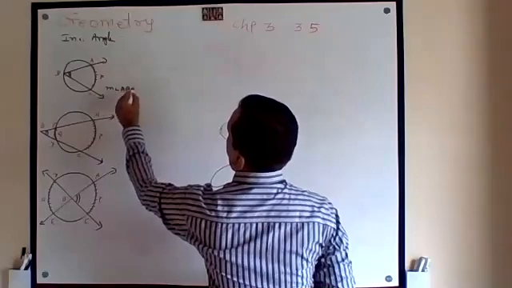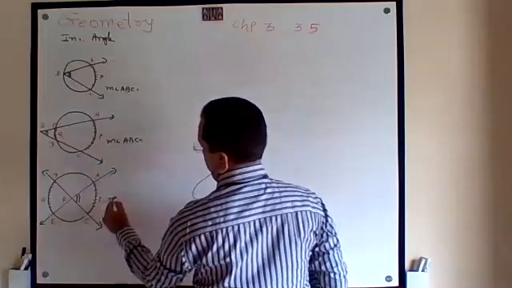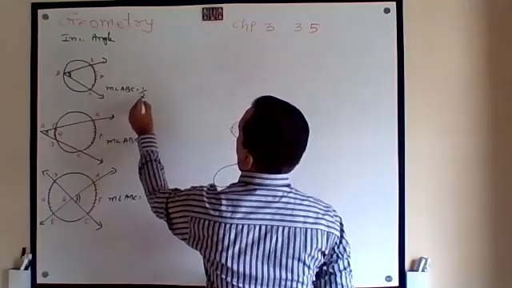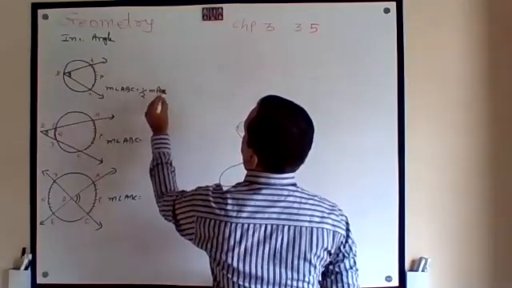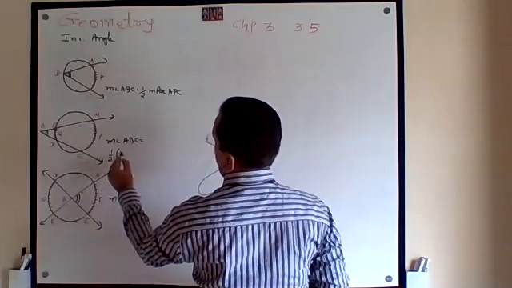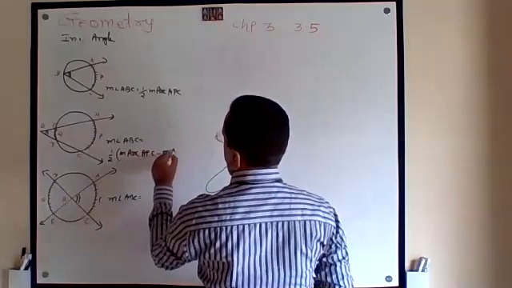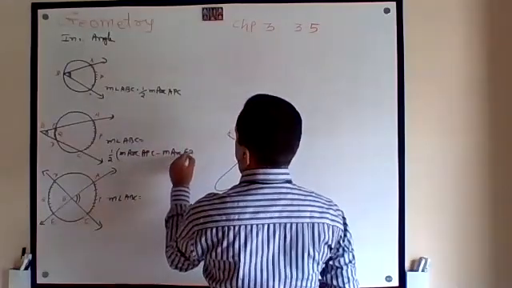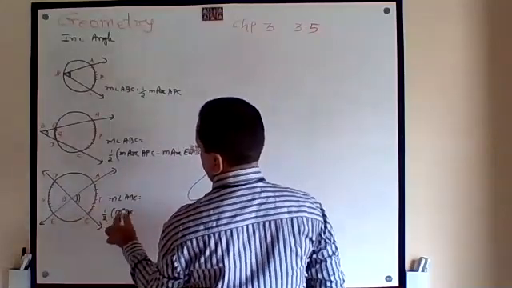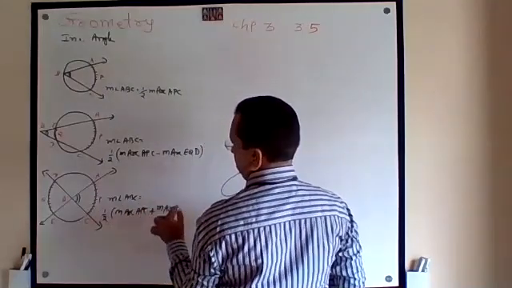Measure of angle ABC is equal to half of major arc APC. This one is half of major arc APC minus major arc EQD. And this is half of major arc APC plus major arc DQE.